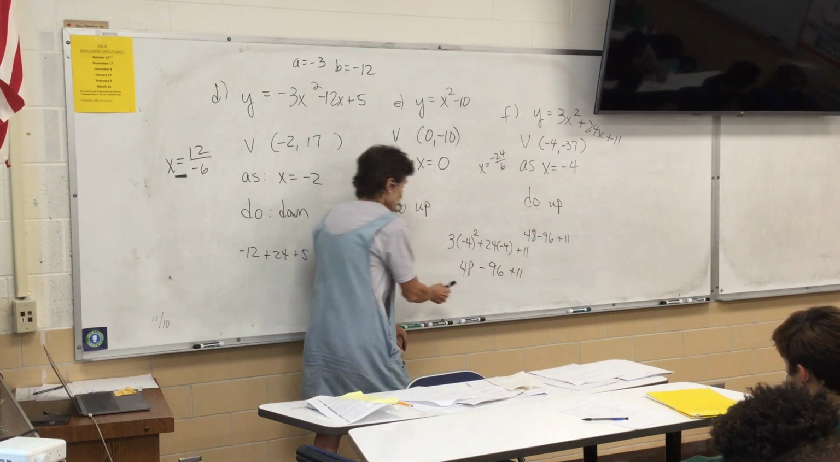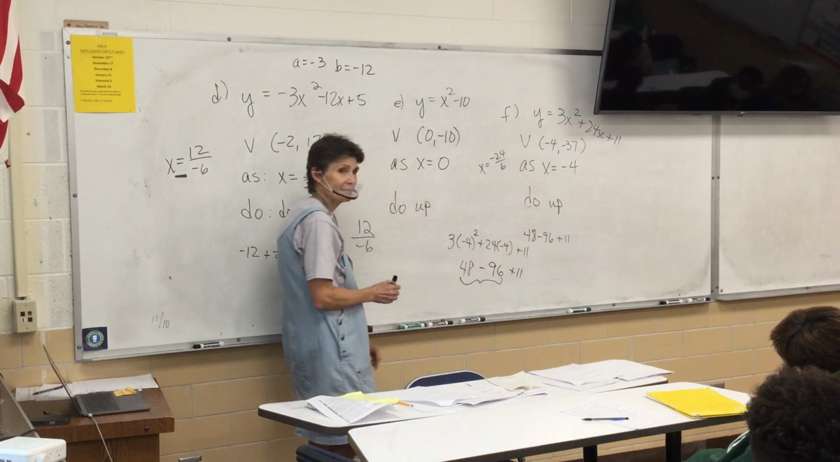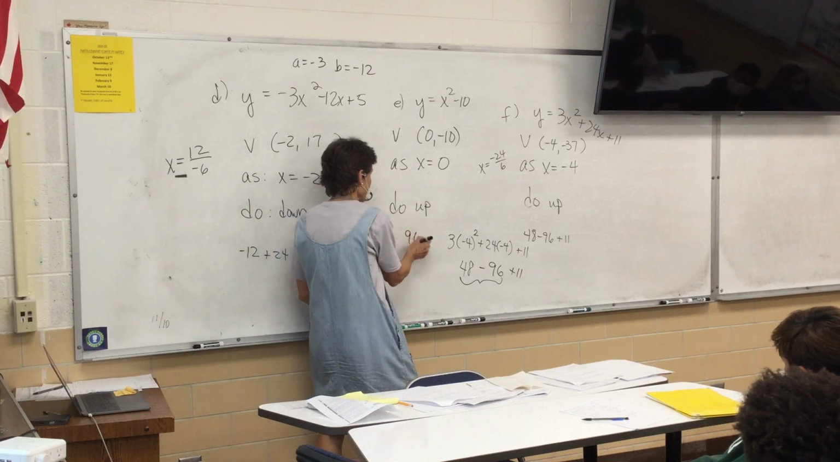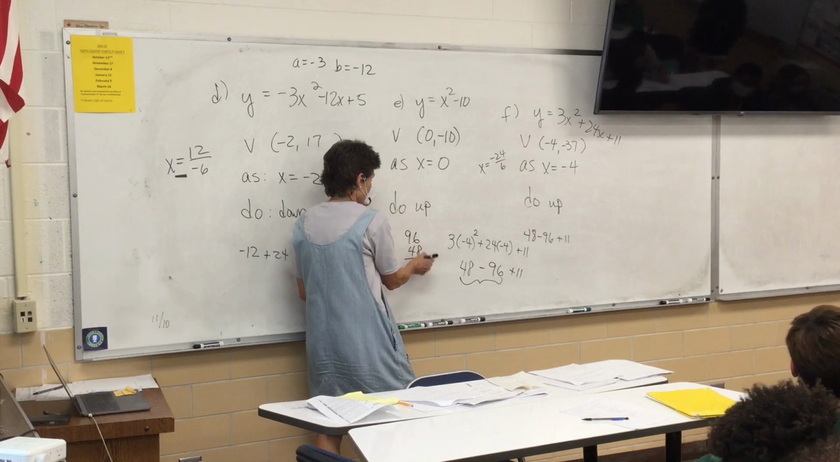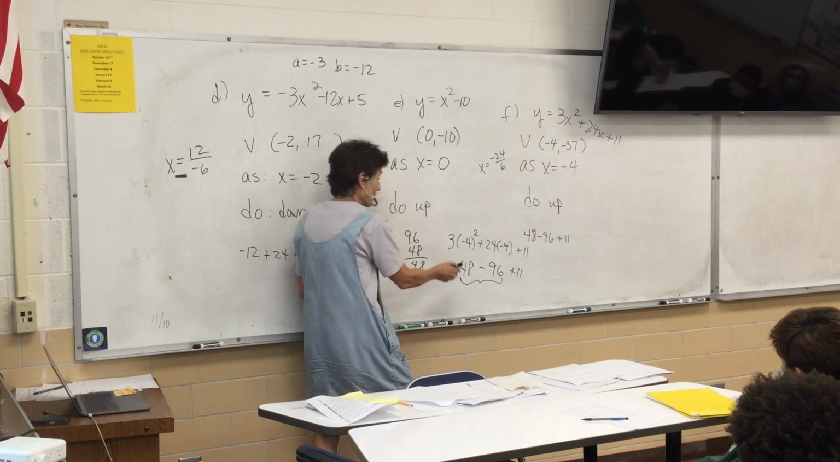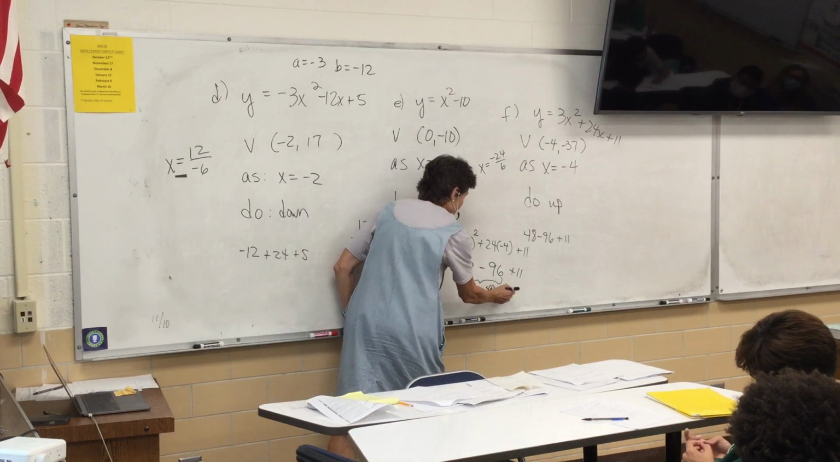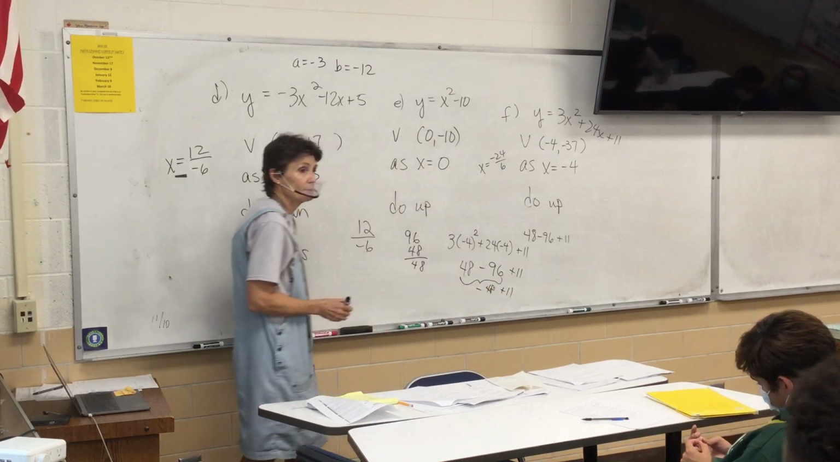Yeah. So what's 48 minus 96? I need to subtract those. Oh, we just couldn't. So that'll be negative 48. Yeah, I see what you're saying. Plus 11, negative 37. Yeah.